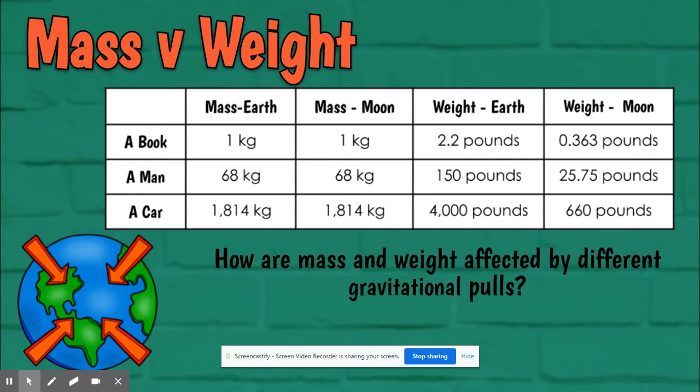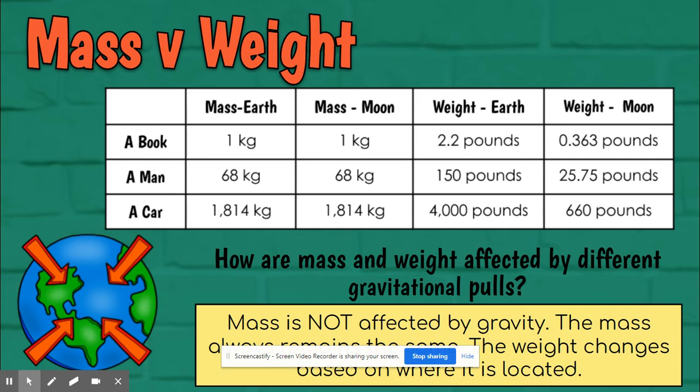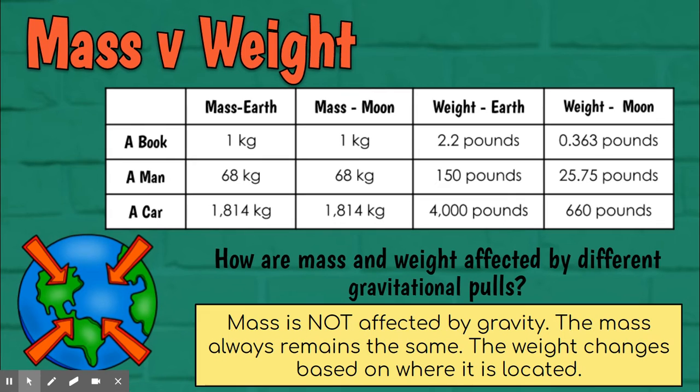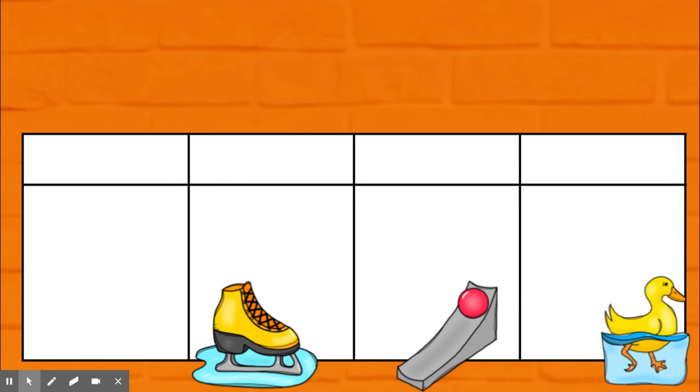A book's mass on Earth and on the moon is 1 kilogram, but a book's weight on Earth is 2.2 pounds, and on the moon it is 0.363 pounds. So the planet or the place with the most gravity, the weight is going to be larger. If we had a larger planet and it had more gravity, the object is going to weigh more there. So how are mass and weight affected by different gravitational pulls? Like I said, different gravity impacts the weight, but it does not impact the mass. Mass is not affected by gravity. The mass always remains the same. The weight changes based on where it is located.